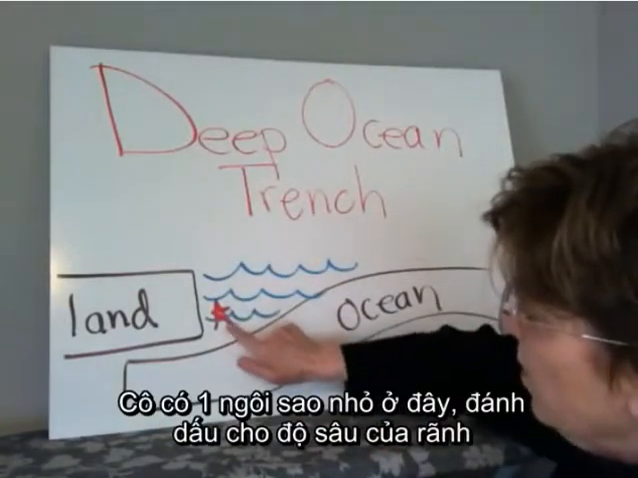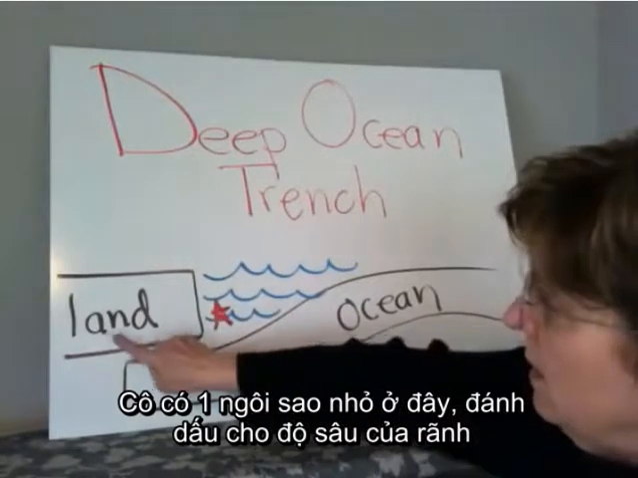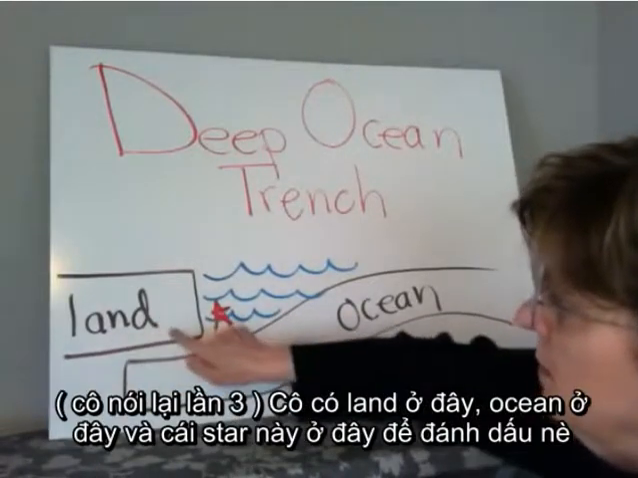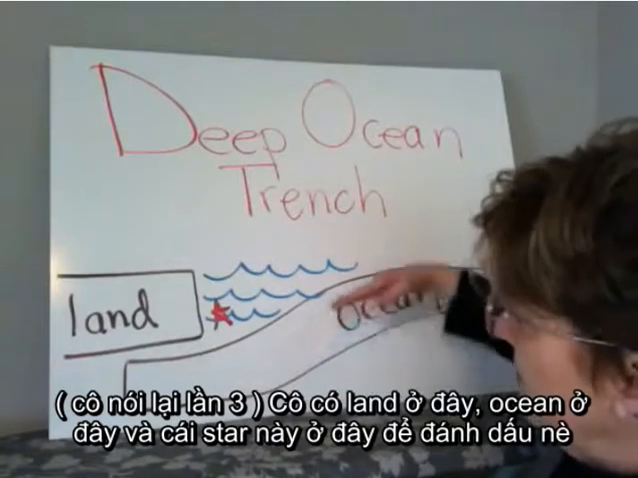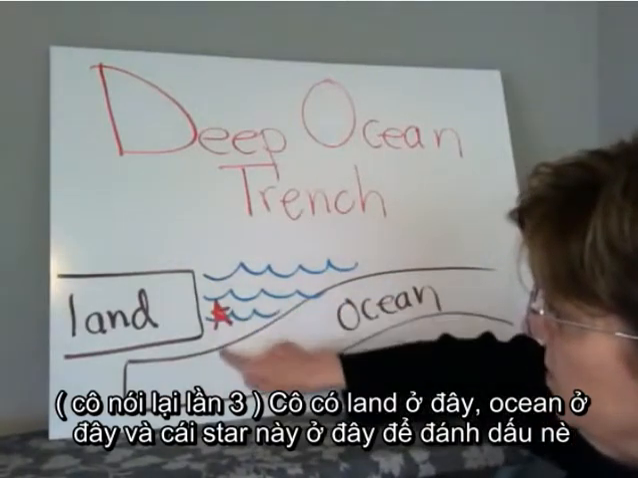So I have a little star marking where the deep ocean trench would be. I have a land mass here, the land tectonic plate here, and an oceanic tectonic plate subducting underneath it, and that forms a deep ocean trench.